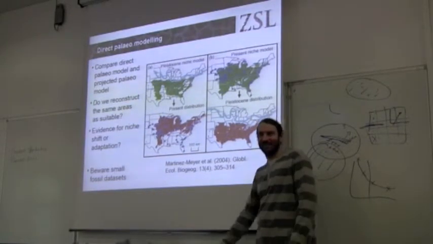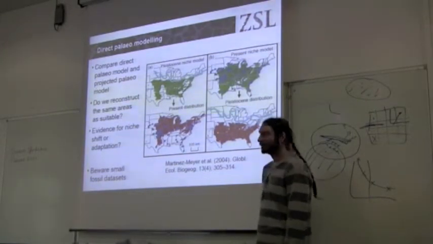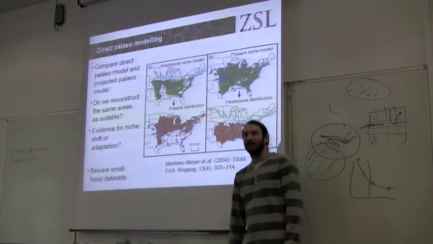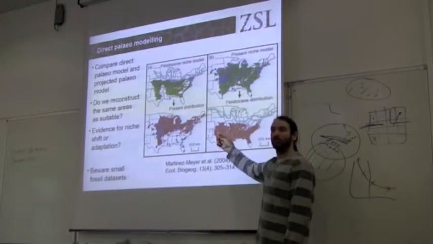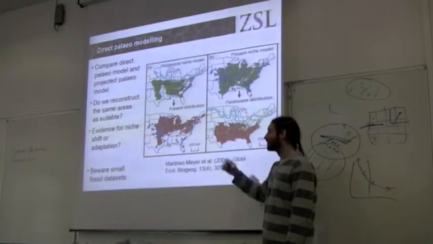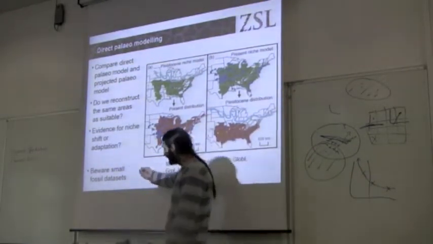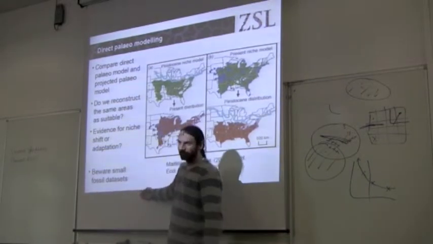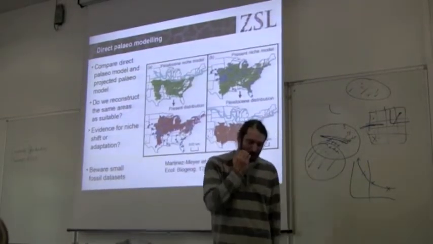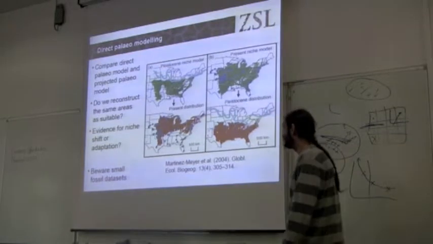Sorry, the number of yellow dots, is it proportional to the number of samples? This is the number of samples. It's actually a very small number. So beware of small numbers of records.